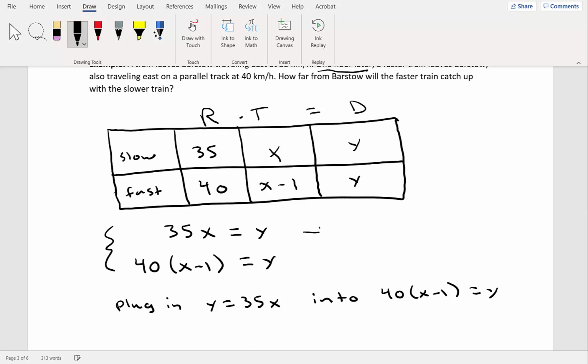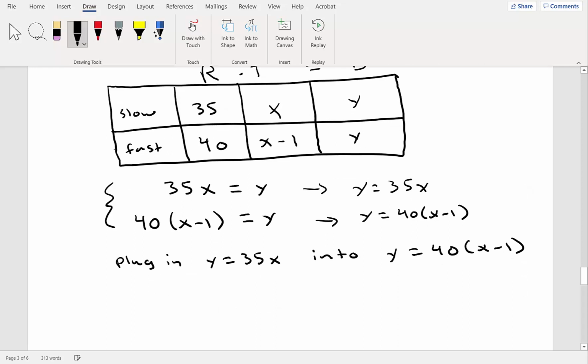Okay. So remember, each one of these we can rewrite it as y being first, so we can have this as y is equal to 35x, and then the second one we can rewrite this as y is equal to 40 times x minus 1. Let me go ahead and rewrite this one. So we're going to plug it into y equals 40 times x minus 1. Okay, so the y in my second equation, I'm going to replace this with 35x. So I have 35x is equal to 40 times x minus 1.